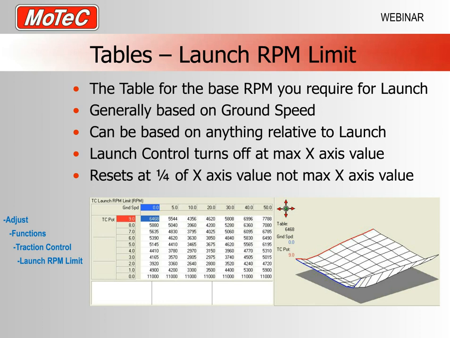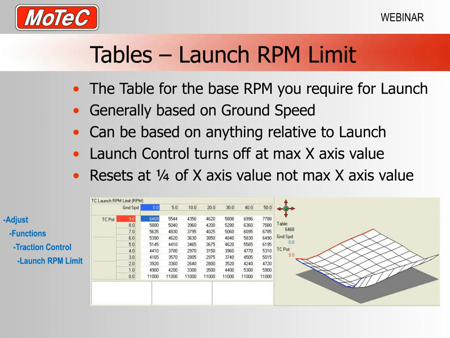What this says is you can see my axis here is ground speed, and I also have an extra axis if you want for a driver adjustable knob. Being MoTeC software, these axes can be literally whatever channel you want. So this is just a fairly good example of how I can have the driver change his launch control, maybe dependent on the track conditions.